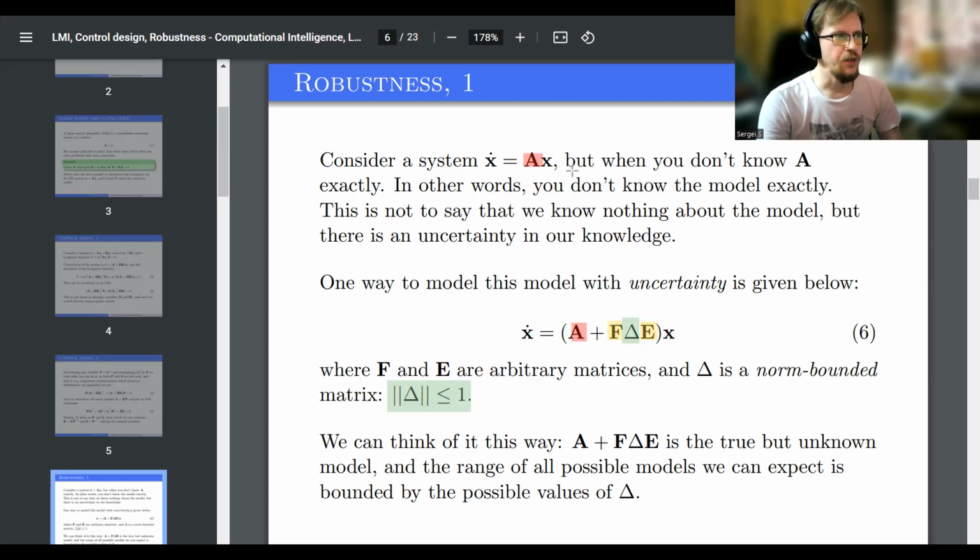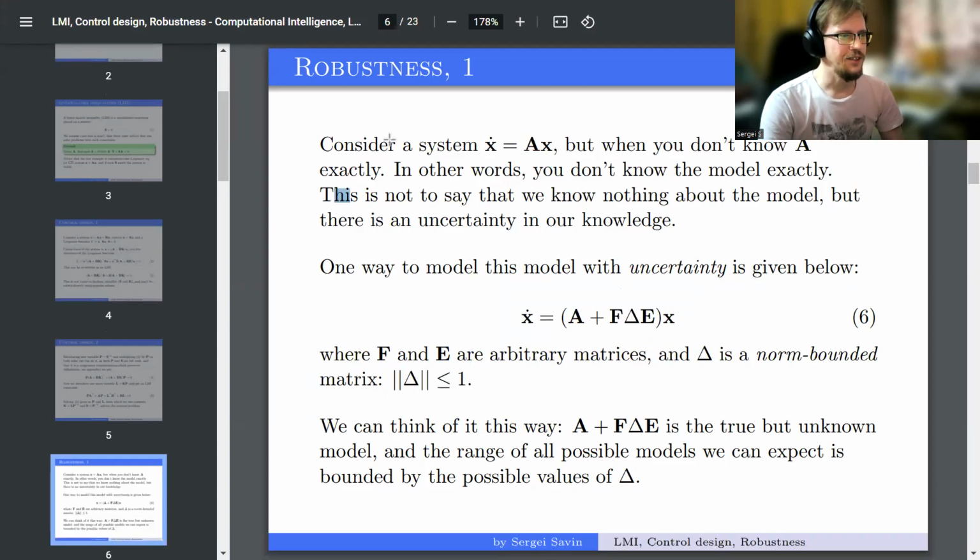Do we have questions about what we see here? This is an uncertain model with uncertainty in the A matrix. It's very typical.